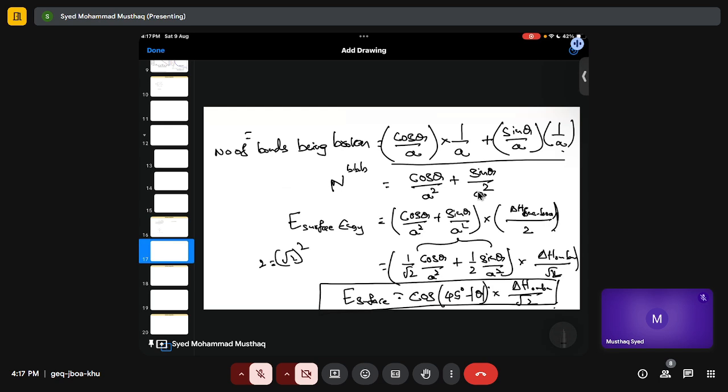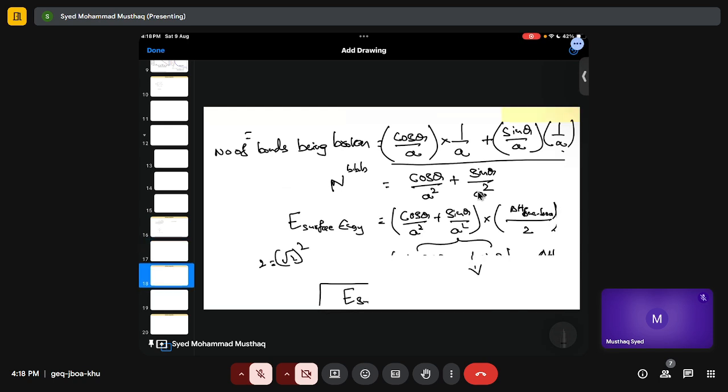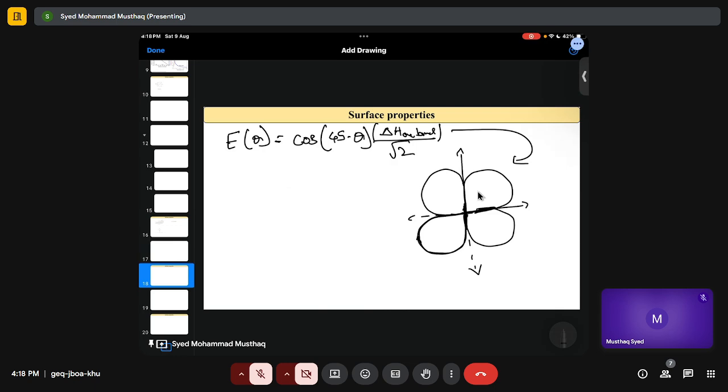Again, we just did some mathematical jugglery. So 2 is written as root 2 times whole square. Then 1 by root 2 cos theta by a square plus 1 by root 2 sin theta by a square. So that will be cos of 45 minus theta times this. Now if I try to draw a graph, this is how it looks.